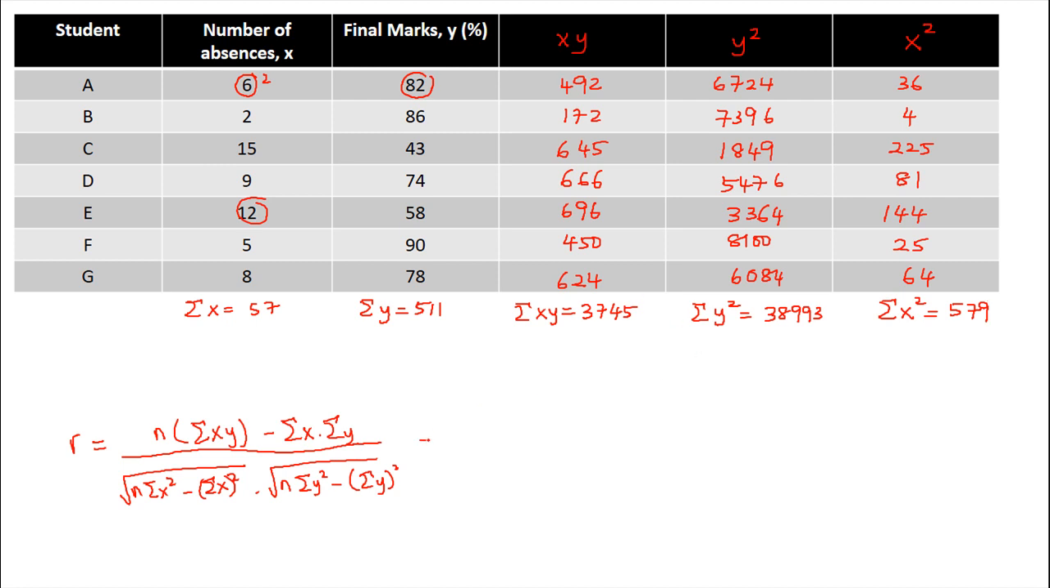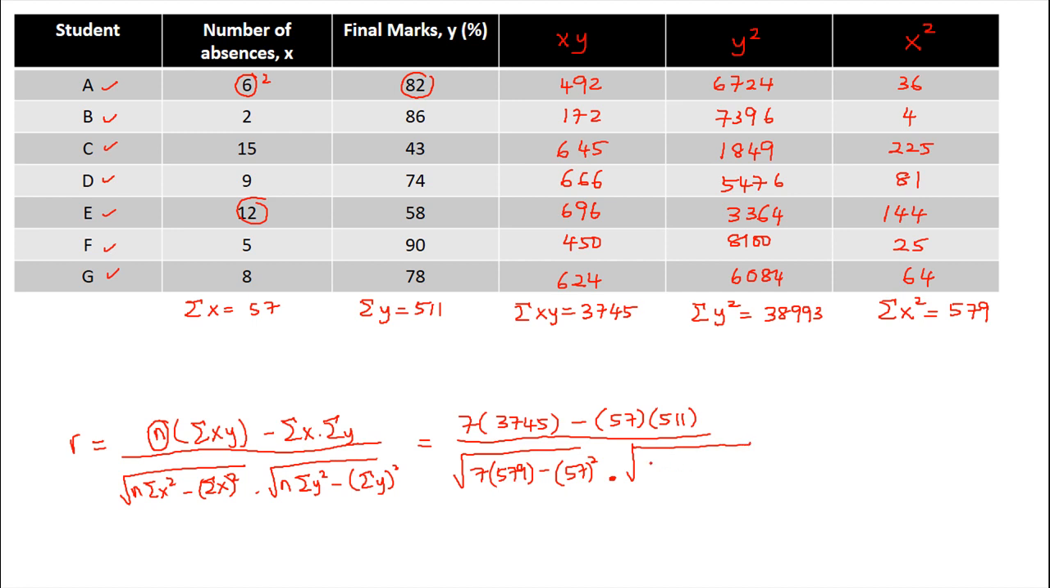So in the formula, n is the number of sample. So the number of sample is 1, 2, 3, 4, 5, 6, and 7. So 7 multiplied by the sum of xy. The sum of xy is 3745 minus the sum of x. The sum of x is 57. Multiply by the sum of y is 511. Divide by square root of n is 7. The sum of x square is 579 minus the sum of x, 57 square. Multiply by square root of n is 7. The sum of y square is 38,993 minus the sum of y is 511 square. So now you just have to use your calculator to find the answer.